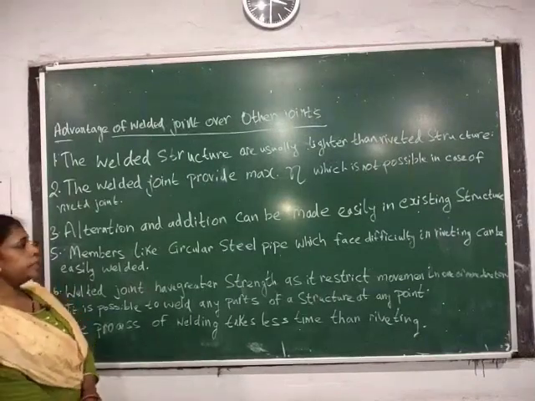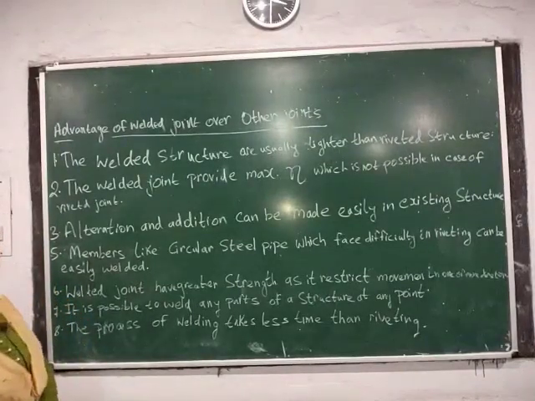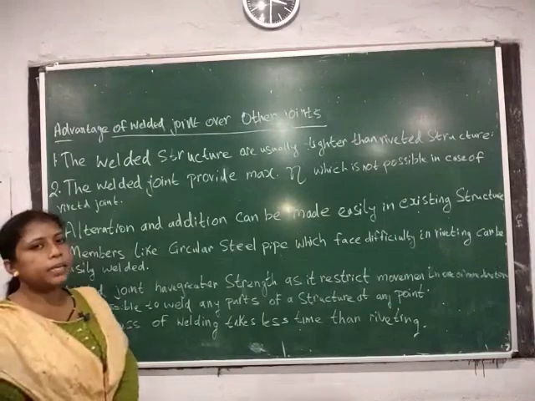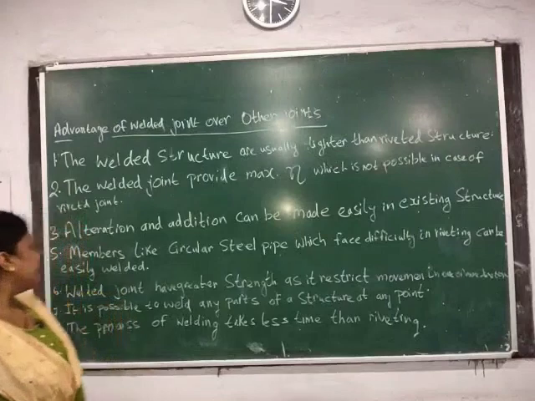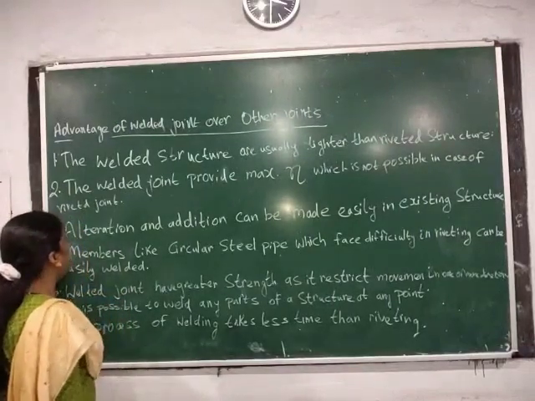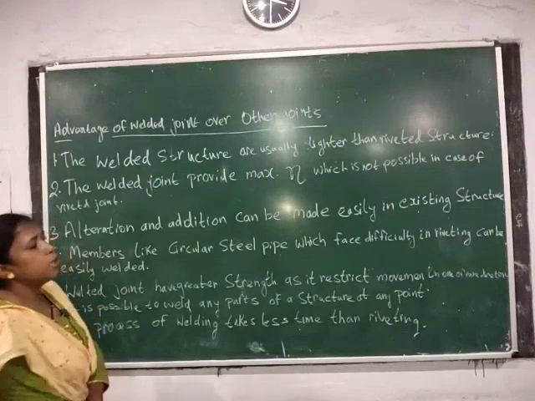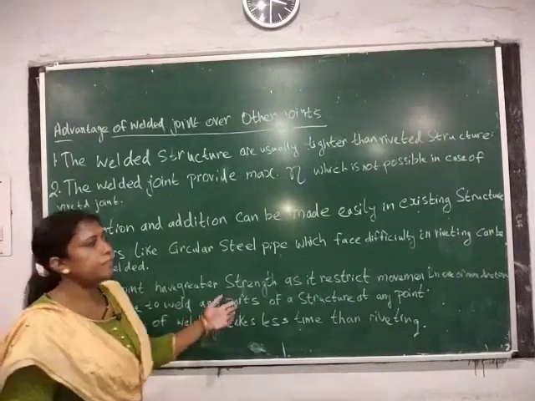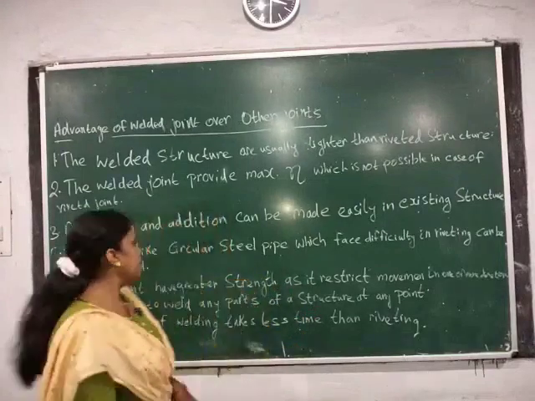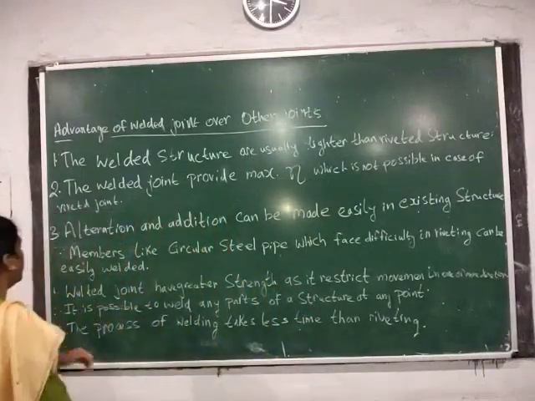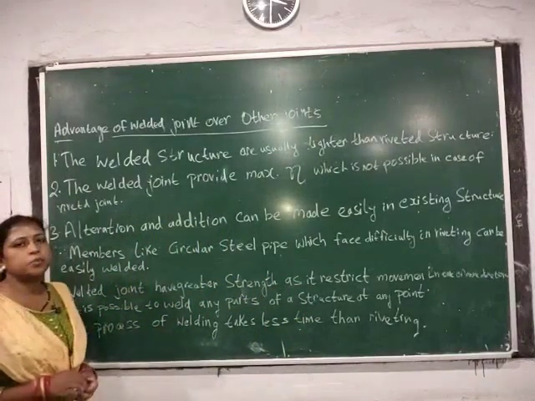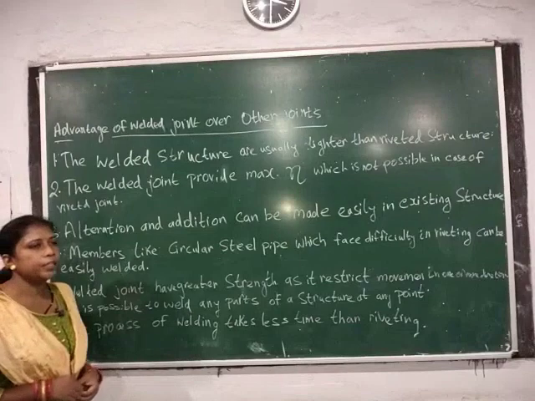Next, third point, alteration and or addition can be made easily in the existing structure. Next, point number 4, members like circular steel which face difficulty in riveted joint can be easily welded. Next, welded joints have greater strength as it restricts the movement in one or more directions.